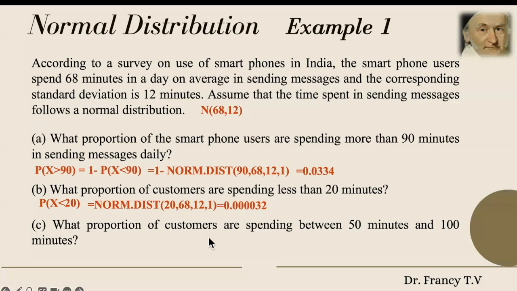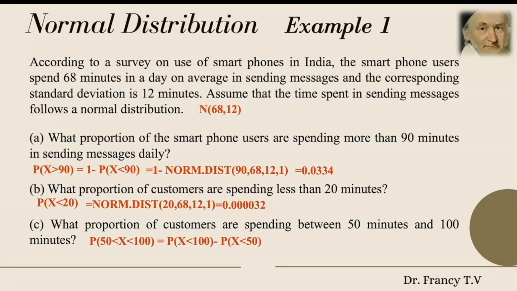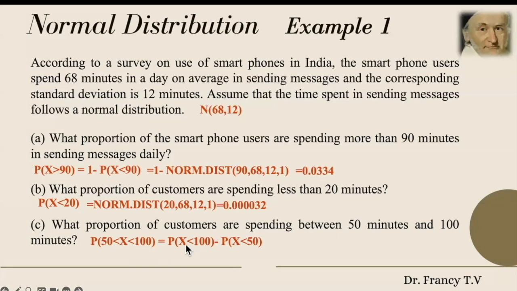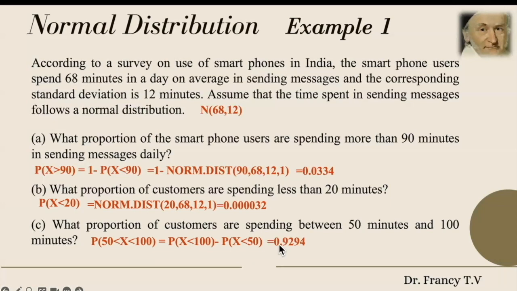0.000032. Finally, you have to calculate probability of customers who are spending between 50 minutes and 100 minutes. That means probability 50 less than X less than 100, which can be calculated as probability X less than 100 minus probability X less than 50. That means probability from 50 to 100 is nothing but probability up to 100 minus probability up to 50, which can be calculated using the Excel function, and the answer will be so and so.